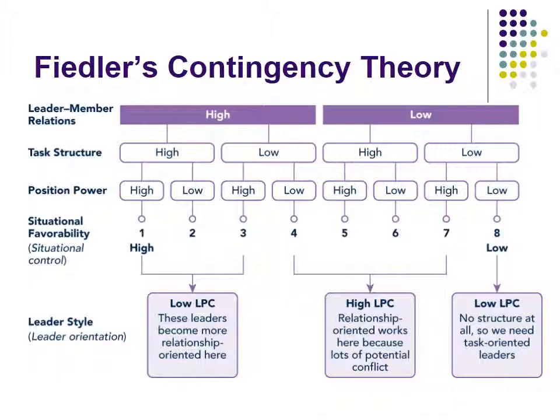Now let's look at the far other end of the spectrum. Now you've got low relations. In other words, the relationship between the management or leadership and the subordinates is not really good. There's a lot of negativity there. The task structure is low, so people aren't sure how to actually get the task done. In this case, if we have low position power, the person really isn't even recognized as a leader, and the situational favorability is low. At that point, there's no structure at all, so we need task-oriented leaders. In that situation, we don't want someone that's social, we want someone that's task.